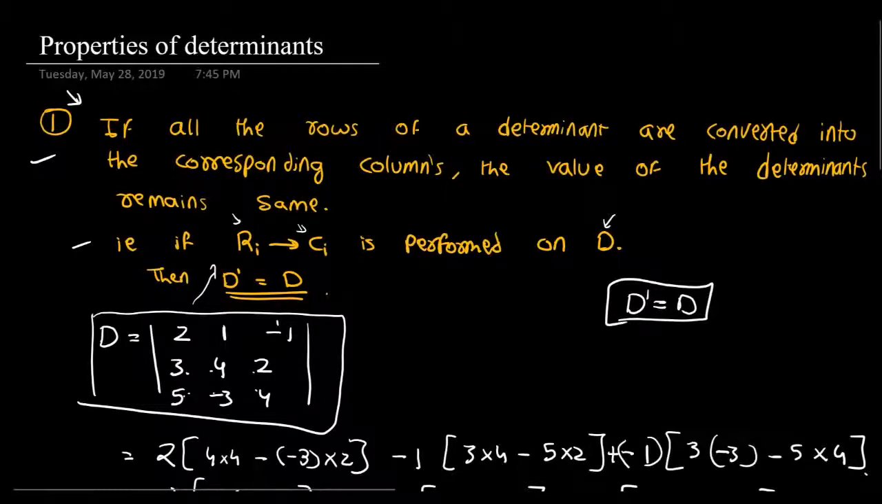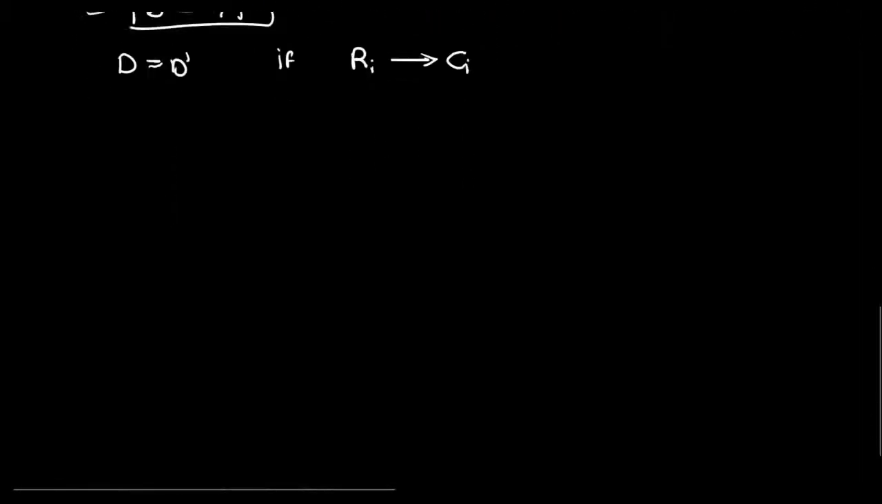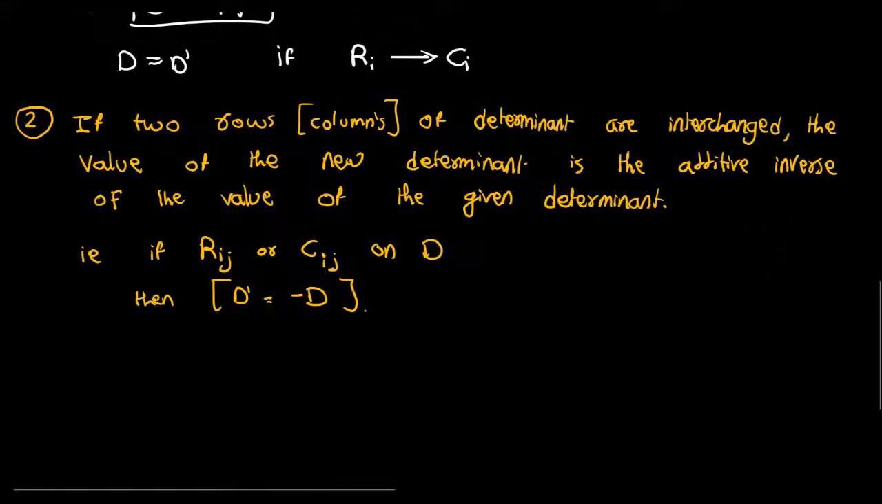Now let us go to the second property of the determinants. The second property, or the second theorem of determinants, states that if two rows or two columns of a determinant are interchanged, the value of the new determinant is the additive inverse of the value of the given determinant. That is, if we interchange two rows, or if we interchange two columns of a given determinant, then the value of the new determinant will be equal to the negative value of the original determinant.